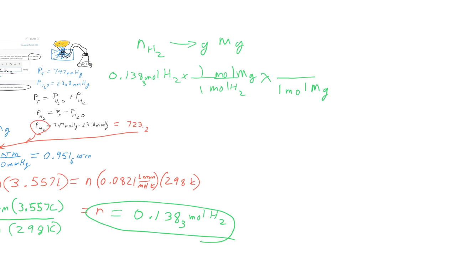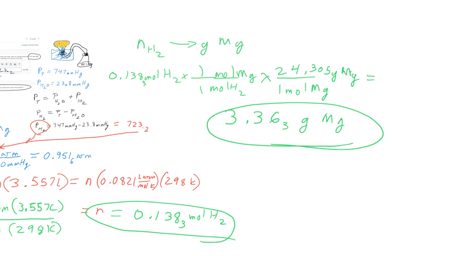And I go to my periodic chart, and it tells me that for every 1 mole of magnesium, I have 24.305 grams of magnesium. I'm having deja vu. I really think I have worked this one before. Times 24.305 equals 3.363 grams of magnesium. And there's your final answer to B.